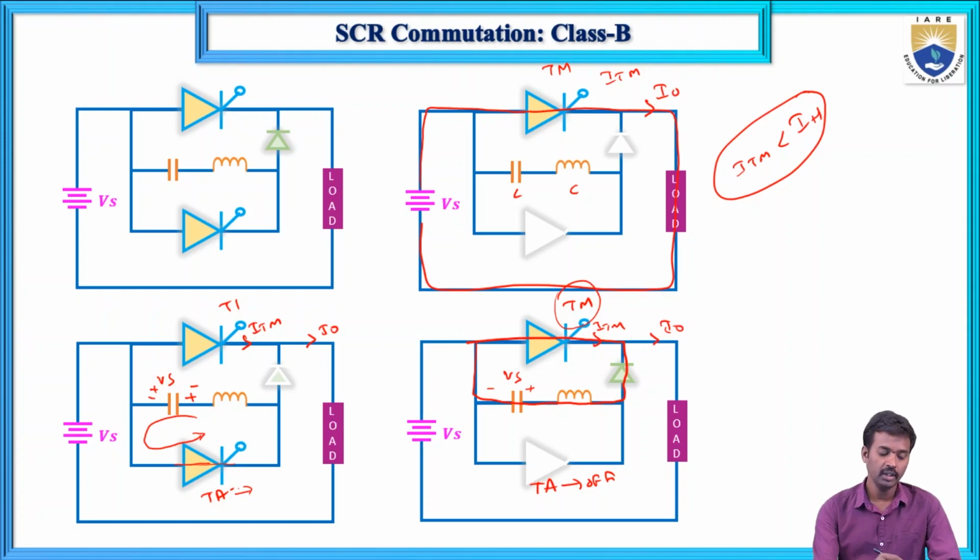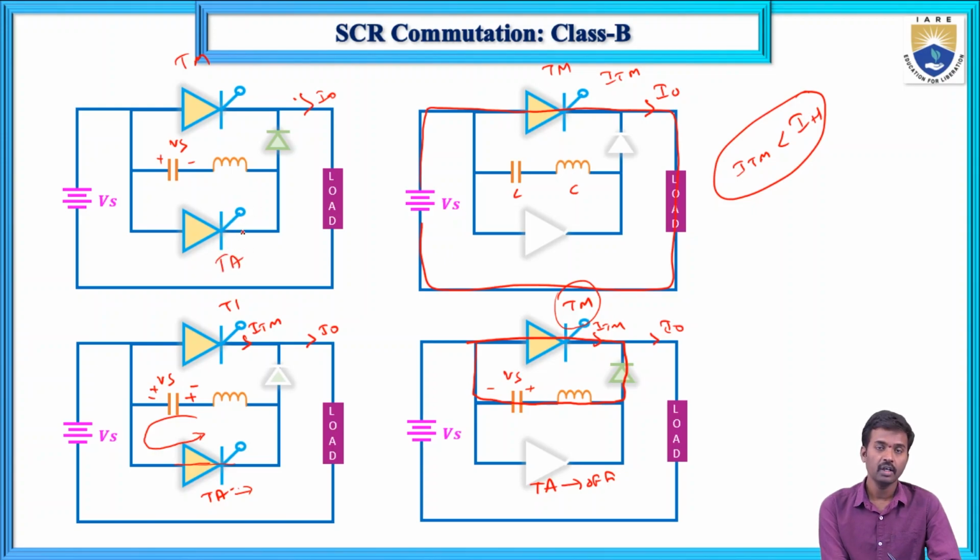So now, actually, what will happen in class B commutation? First, there are three assumptions. The first one is that the load current is constant, that is, the load is highly inductive, and this LC circuit is resonating in nature. And next, this capacitor voltage is Vs, plus and minus. Now start by turning on this SCR TM, and after that current flows in this. And next, to turn off this main thyristor, turn on this auxiliary thyristor.